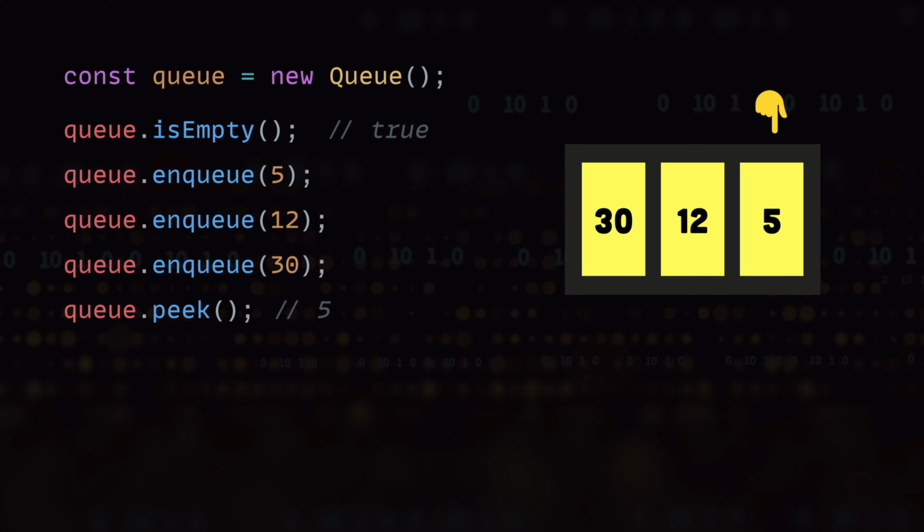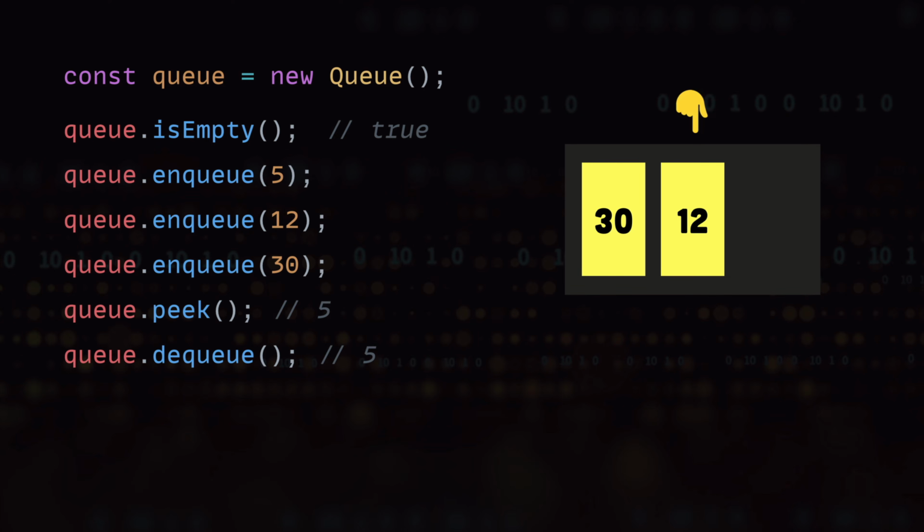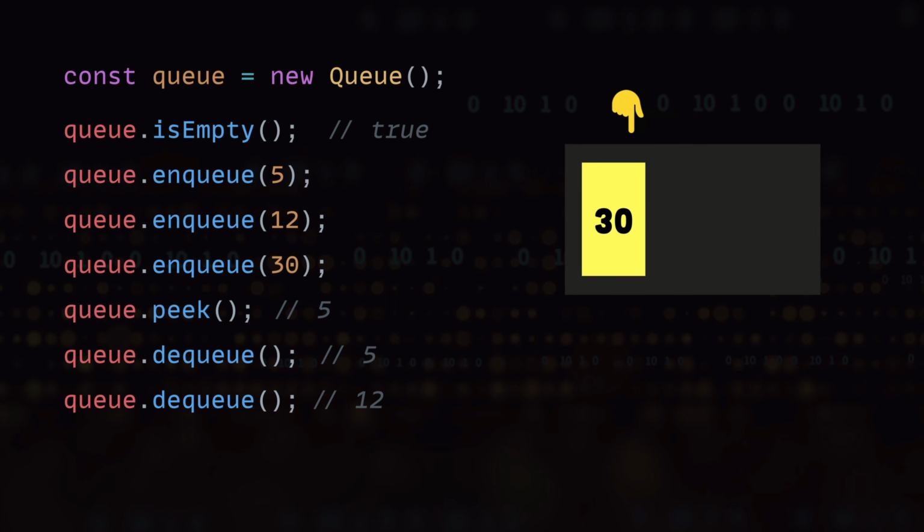To remove or access an item from the front of a queue, we use the dequeue method. So if I run queue.dequeue, this will give us back 5. It will remove 5 from the queue and move the head to the next item in queue. If we run dequeue again, this will give us 12 and the queue will now only have 30. And also I can check the number of items in the queue. So I can use queue.size, which will return 1 because there is only one item in the queue.